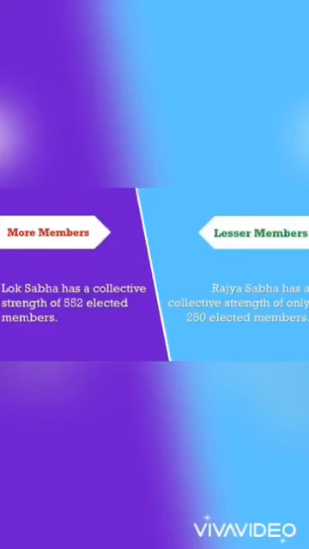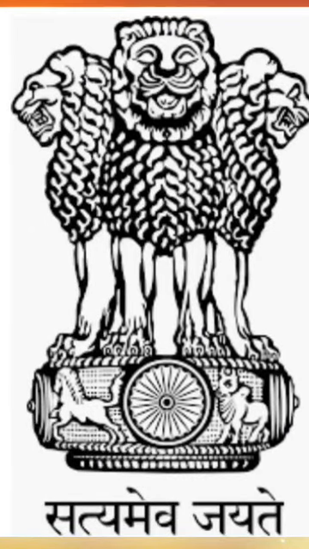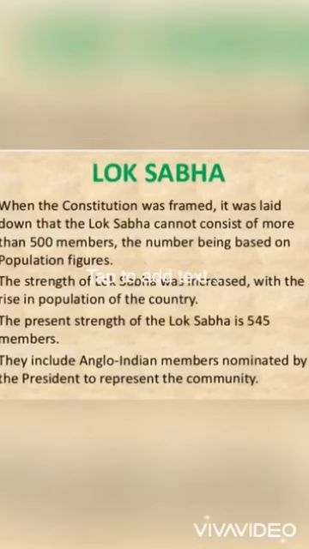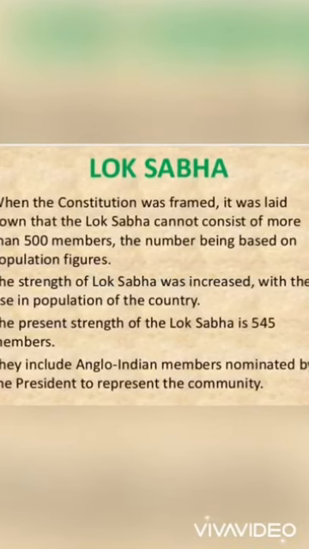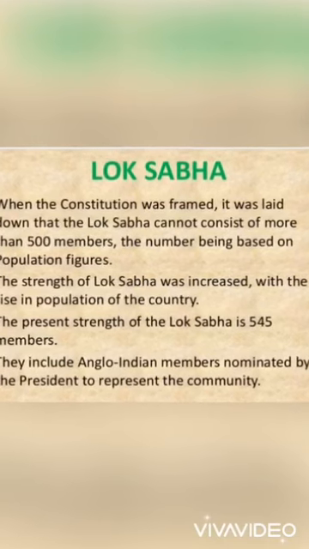What is the composition of Rajya Sabha? According to the Constitution, the strength of Rajya Sabha can be 250, but at present the strength is 245. Out of 245, 233 are elected and 12 are nominated by the President of India. Those 12 members represent distinguished fields. So students, we must remember how many members can be nominated by the President. For Lok Sabha, there are 2, and for Rajya Sabha, there are 12.